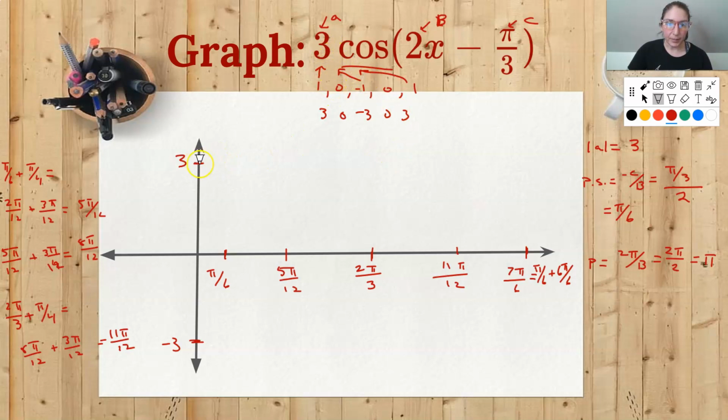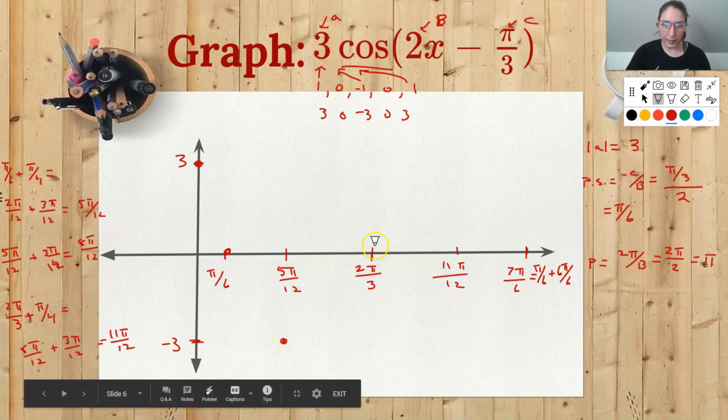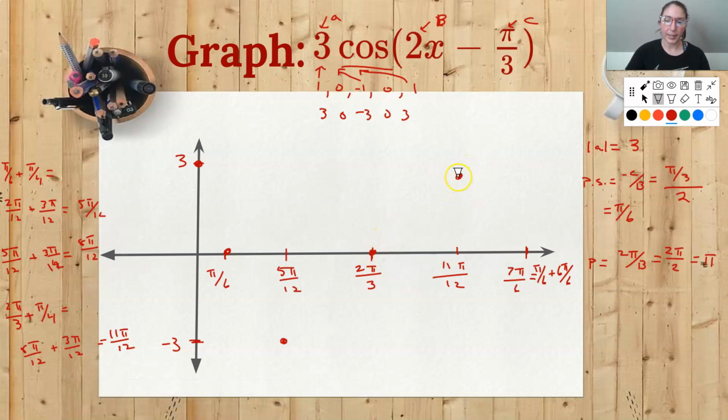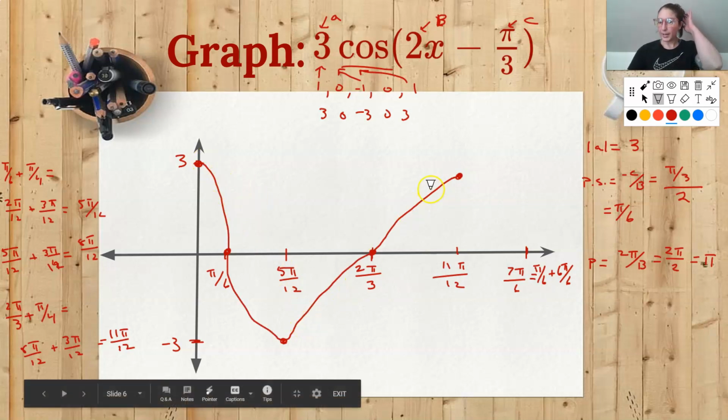So I start at 3, and then I go to 0, and then I go to -3, and then I go to 0, and then I go to positive 3. And that's why cosine looks like this kind of cup shape, because it starts high, goes low, and then comes back to high.